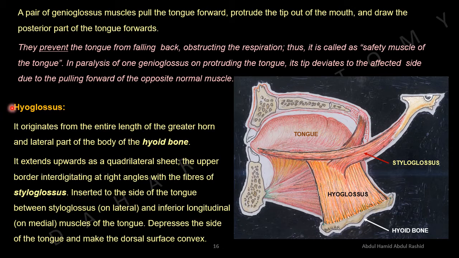Hyoglossus muscle. Look at the diagram. This is the hyoglossus muscle. This is the body of the hyoid bone. This is greater horn of the hyoid bone.